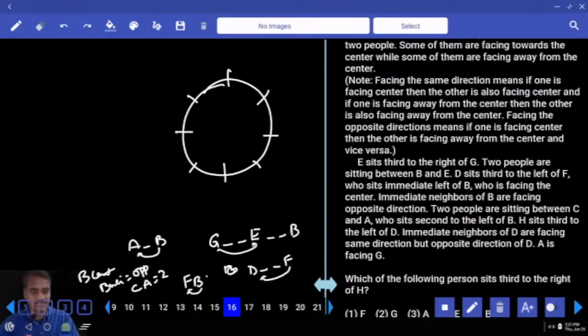The next one, H is third to the left of D. Again between H and D, there are exactly 2 people. H is third to the left of whom? Third to the left of D. The immediate neighbors of D face the same direction, opposite to D.